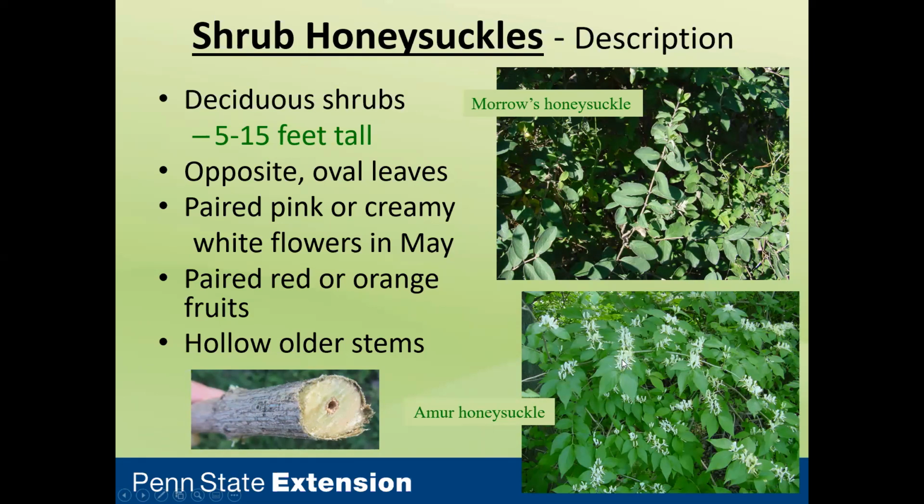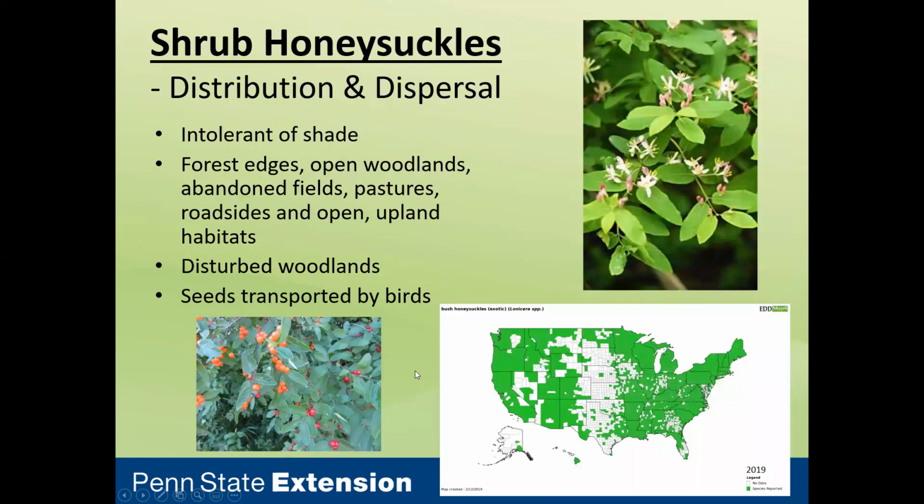They all have opposite leaves and branching pattern to them. The leaves are typically oval in shape, except the Amur has more of a pointed stem versus the Morrows here. These paired pink or creamy white flowers, and then the orange or red fruits, which I show you in these images. So these plants are intolerant of shade, so you're going to find them along the forest edge, open woodlands, abandoned fields and pastures, and along roadsides and open areas and upland habitats. They will move into disturbed woods, and again, the birds are transporting these seeds.